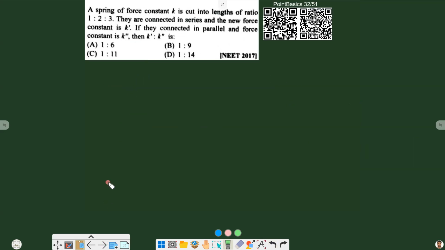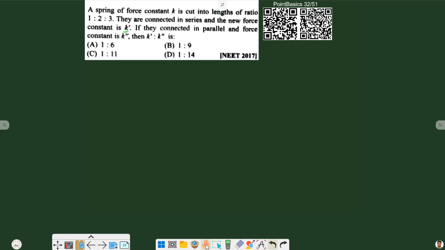Next question. A spring of force constant K is cut into lengths in the ratio 1 ratio 2 ratio 3. If they are connected in series, the new force constant is K dash. If they are connected in parallel, the force constant is K double dash. We have to find K dash ratio K double dash. There will be three steps in this question. First, after cutting the lengths, we have to find the new value of k for each part. Then in the second step we do series analysis, then parallel analysis, and then we take the ratio.